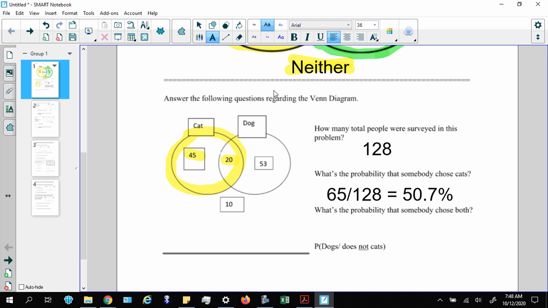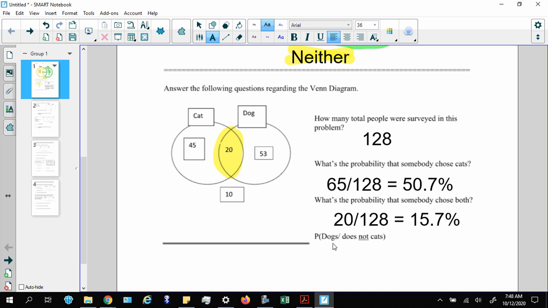The next question is, what is the probability that someone chose both? What that means is we're looking for how many of these people have both a cat and a dog in their house. Whenever you hear the word both, 99% of the time it's going to be where the two circles overlap. There are 20 of them, and we divide that by the total, which is 128, which gives us 15.7%.